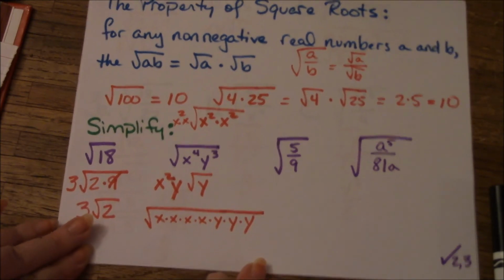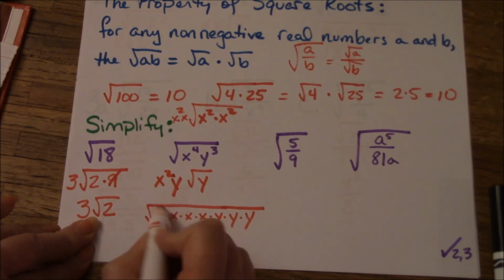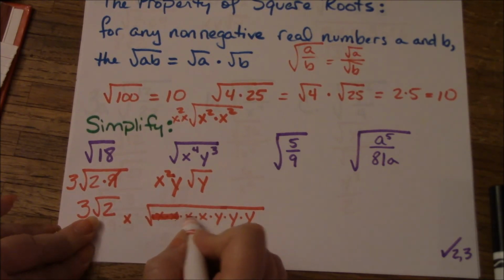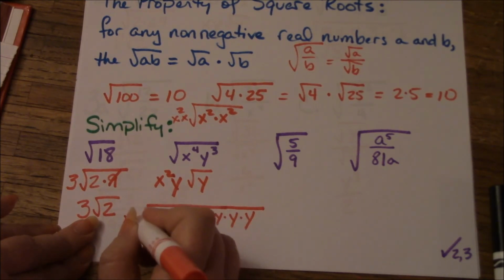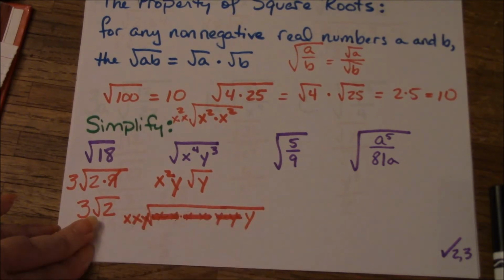If we want to do it pictorially, x times x is x squared. So the square root of that is going to be x. X times x, square root is x. Y times y, square root is y. And I have a y left. And out here I have x squared y, root y. Okay?